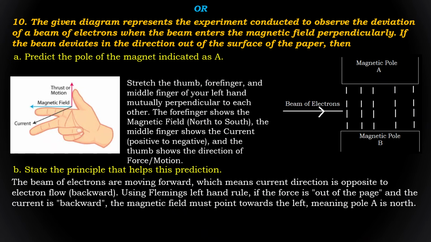So the beam of electrons are moving forward. So if you observe this diagram, the beam of electrons are moving in this direction. So definitely the current has to be in the opposite direction, which means current direction is opposite to electron flow. Using Fleming's left hand rule, which I have stated above, the force is out of the page. The force is going out of the page and the current is backwards. The magnetic field must point towards the left, meaning the pole A is north. So this is the explanation for it, and for question A, the answer is north. I hope you are clear with this. Let's go to the next question.